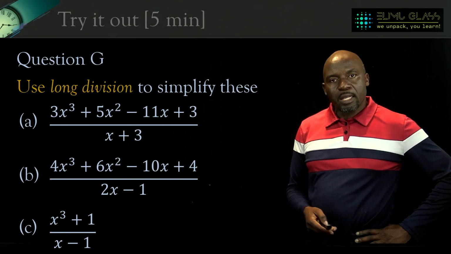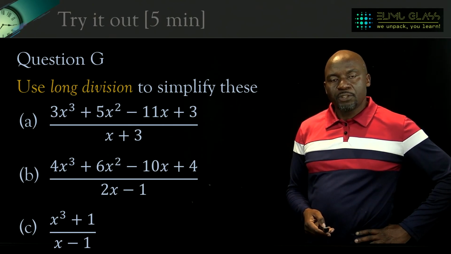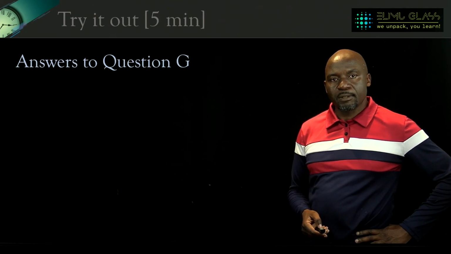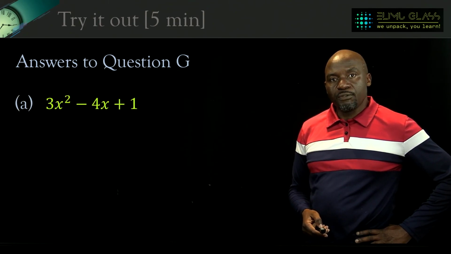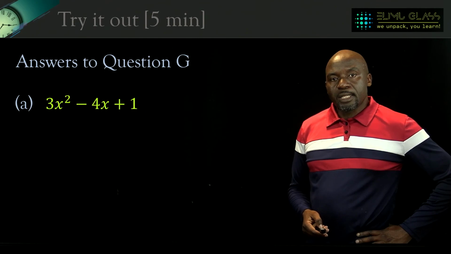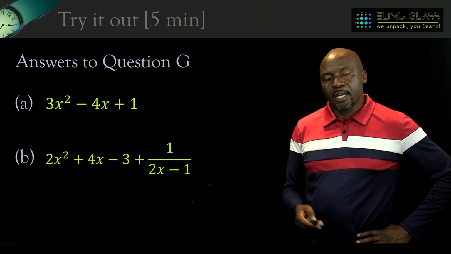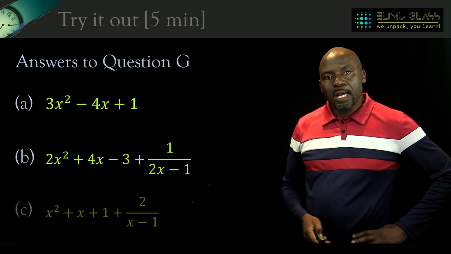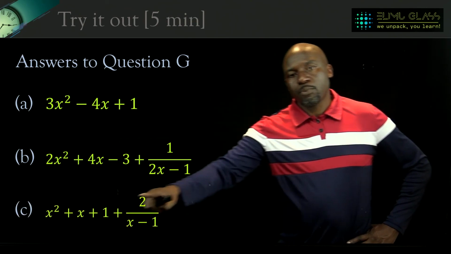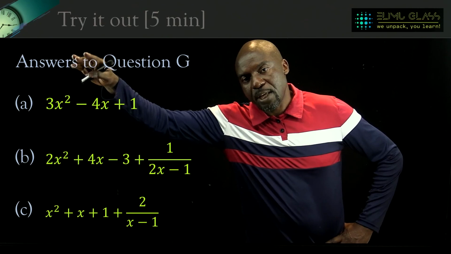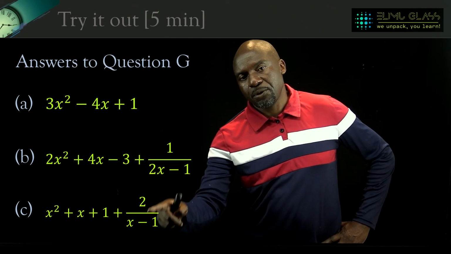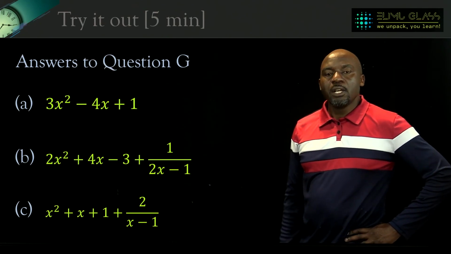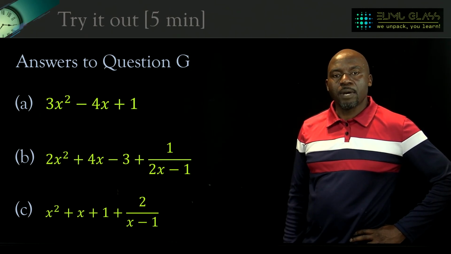And here are the answers. Once you are done, check if you are getting these answers for the three questions. So the first one should give you a value of that. The second one should give you that there is a remainder of 1 out of the divisor. And the third one also gives you an expression. This is what goes up there. And there is a remainder of 2 out of the divisor, like that. So please check if you're getting these same answers.